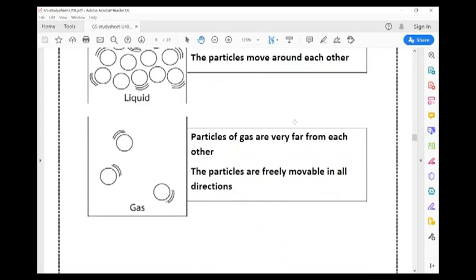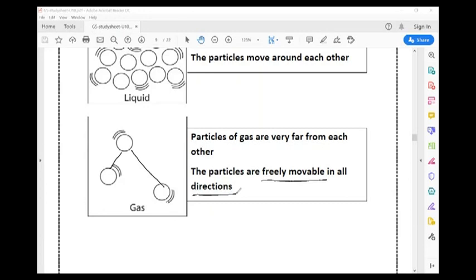What about the gaseous state? The distances between the particles are very large, larger than the distance between liquid particles, and the particles are freely movable. The particles of the gaseous state move in all directions.